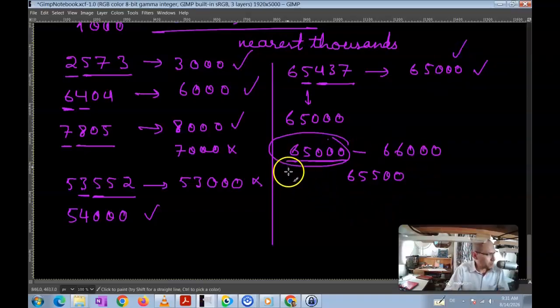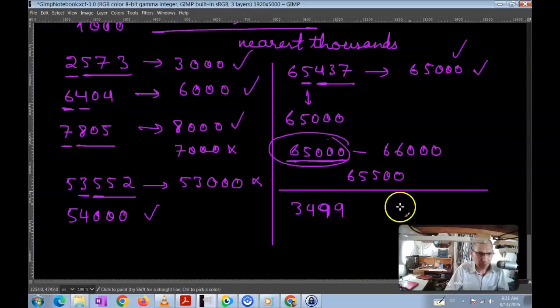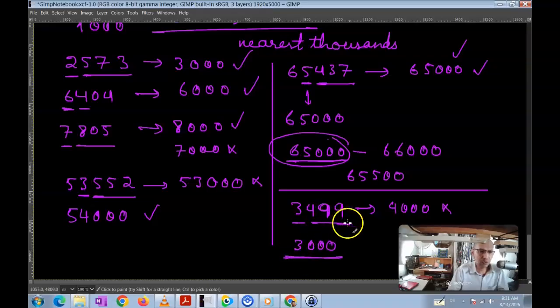The next number that we have is 3,499, and it's written as 4,000, which is not right, because the thousands place value is right over here. To the right we have a 4, which means that you would round down. So the 3 remains a 3, and all of these digits are substituted with zeros. So it's not going to be 4,000 but 3,000, right?